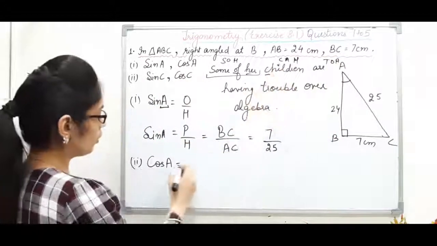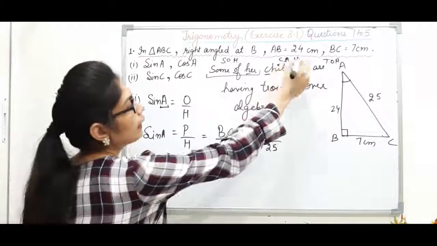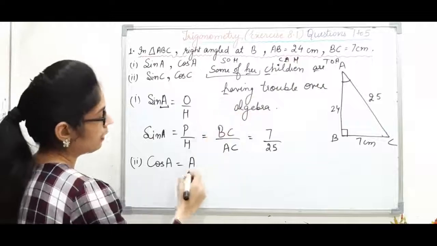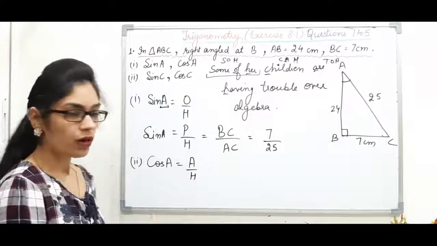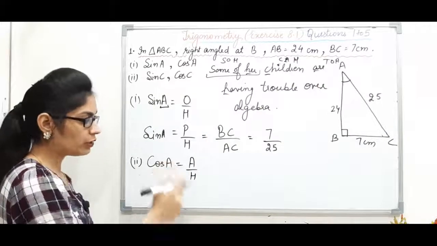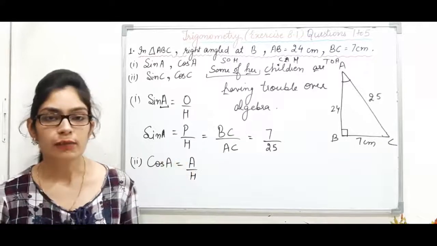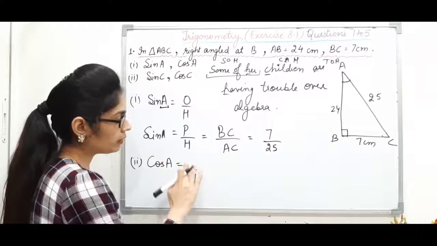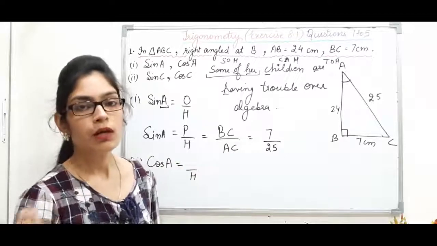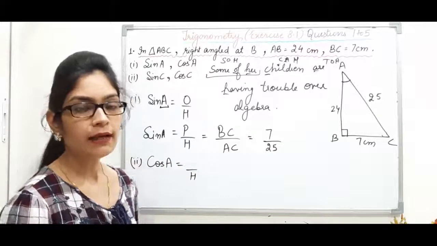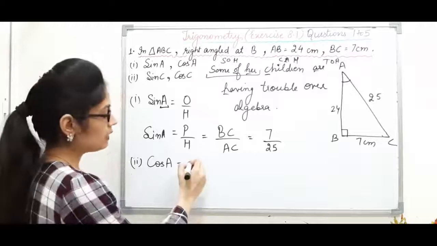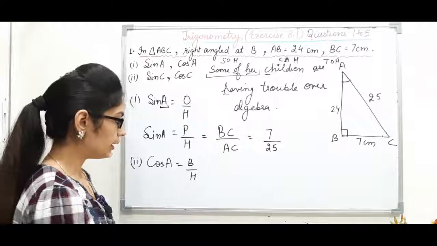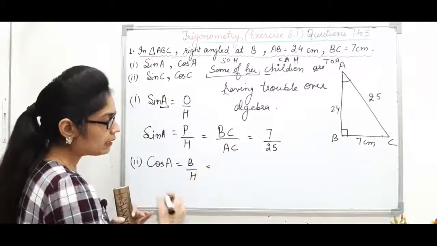So C is for cos. I have already written A. A is for adjacent and H for hypotenuse. So cos A is equal to the ratio of the adjacent side. Adjacent means base, so you can write base. In the first video I have clearly explained that perpendicular is opposite and adjacent is base. If you see that video, you will be more clear about that. So cos A is B by H.